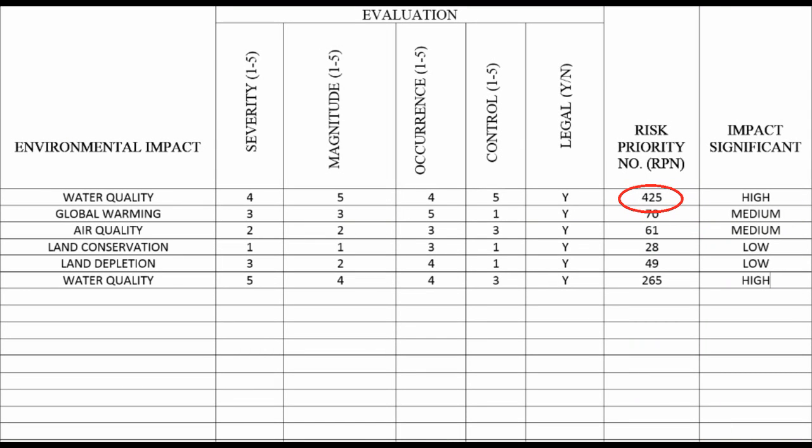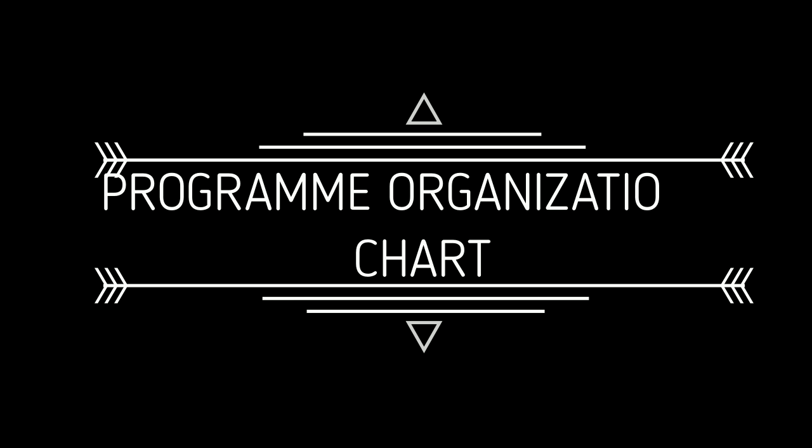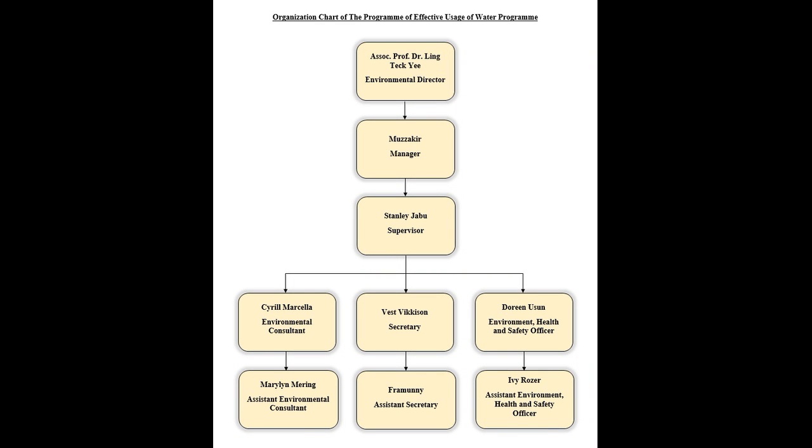In our previous RPN table, the environmental aspect of water usage for cleaning purposes was the top priority in the list. Therefore, this program is planned to minimize its impact to the environment. Before any program could be done, the organizational chart and training of the program will be established. In this organizational chart, the working community is determined.